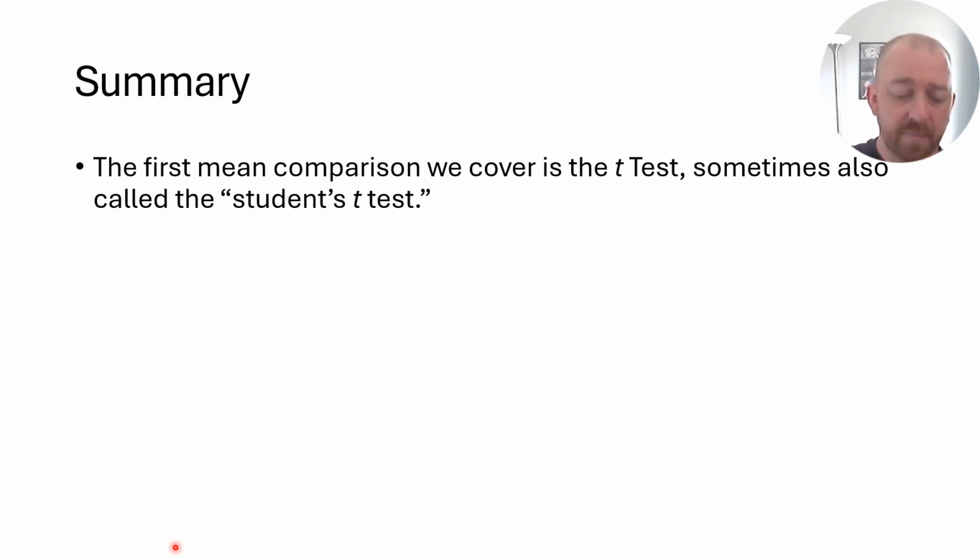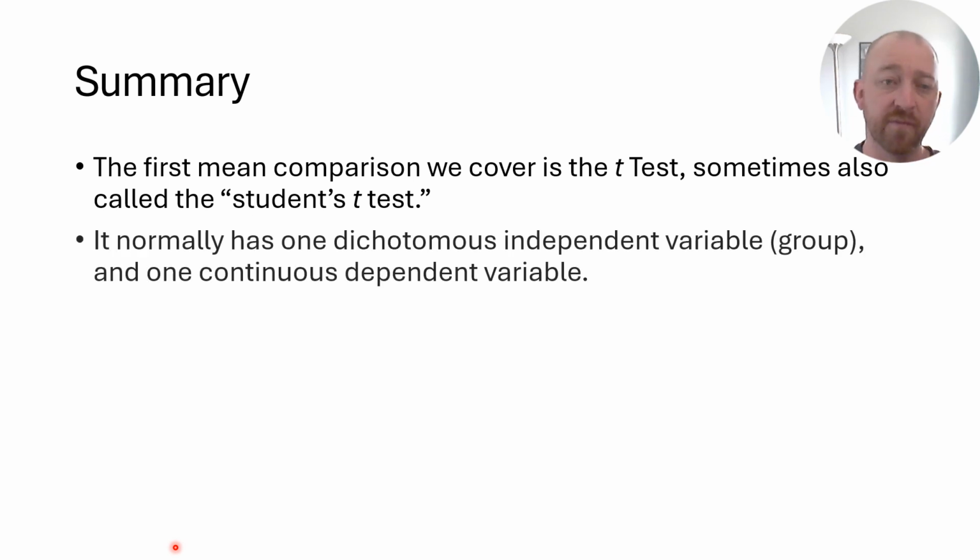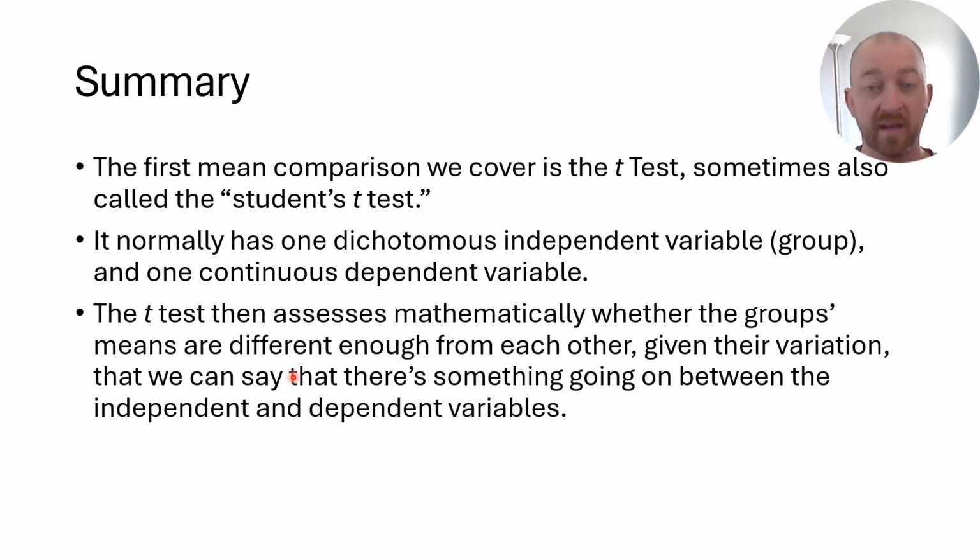Okay, so let's summarize what we just covered. The first mean comparison that we'll talk about is called the t-test, or sometimes you'll see it called the student's t-test. In my textbook, for example, I only ever refer to it as the t-test. There are different versions of the t-test. We will talk about that in the next lesson. Normally we have one dichotomous grouping variable that is the independent variable, and we have a continuous dependent variable, as I just said on the last slide. And what the t-test does is mathematically assess essentially the ratio of the mean difference to the standard deviations, the pooled standard deviations. It's a little bit more complex than that, but that's basically the idea.